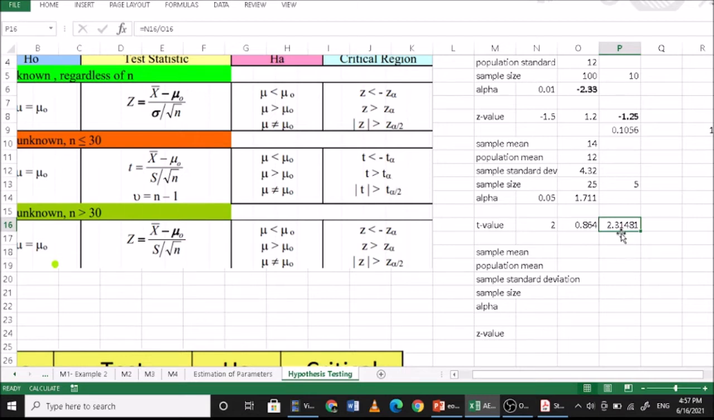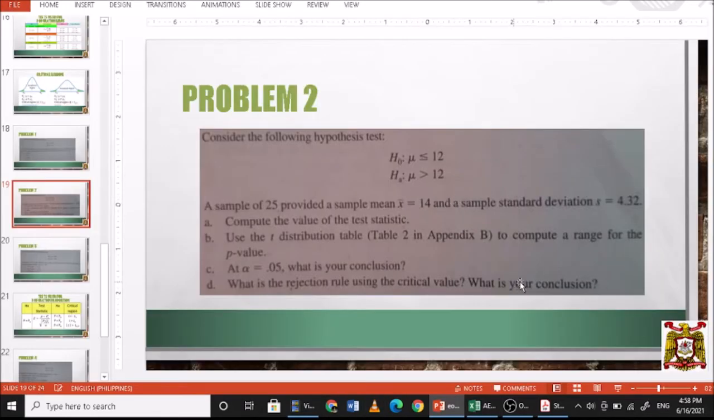So since 2.31481 is greater than 1.711, we reject the null hypothesis, since our computed t value is greater than our t alpha value. We reject the null hypothesis and say that the population mean is greater than 12.